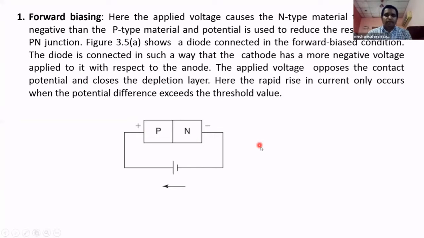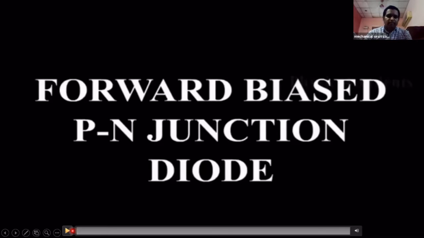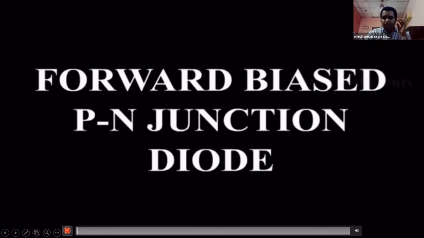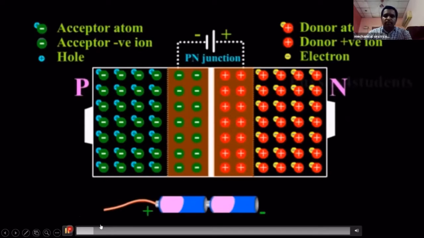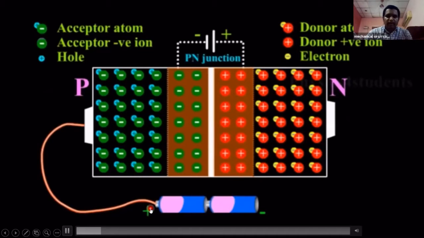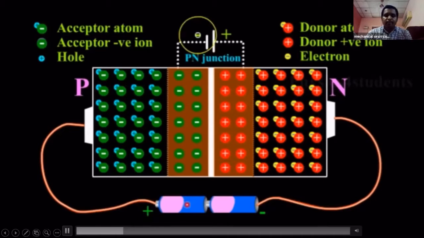Now we see what the action is in forward biasing. What will happen? See this. The positive terminal of the battery is connected to the P-type material and the negative terminal is connected to the N-type material. Here the terminals are opposite to the potential barrier but the same as the P-type and N-type material, meaning positive is connected to P-type material and negative is connected to N-type material. So what will happen?